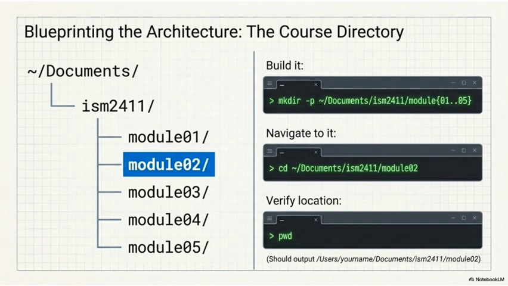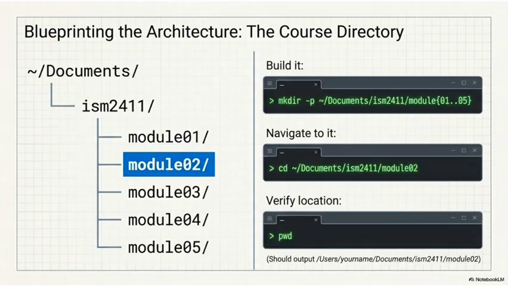The course directory blueprint establishes the standardized folder structure you'll use for every module assignment. Set it up once, use it all semester. The target structure: inside your documents folder, inside of ISM 2411 as the root, with numbered subdirectories for each module. Module 01, Module 02, Module 03, and so forth. The build commands create the entire structure in one line.